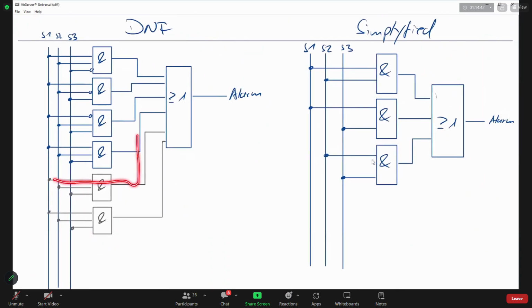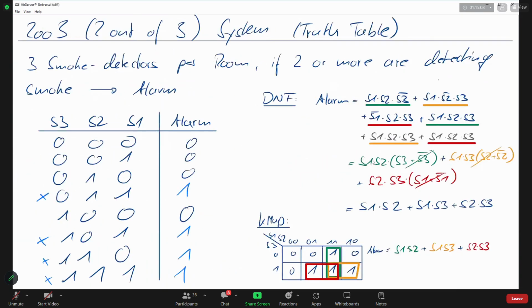If I'm adding them, that does not make a difference. Because if that path is true, then this path will be true, and this path will be true as well. If that path is false, then that one will be false as well. So it is not changing my overall behavior of my logic gate if I'm adding the same circuit a second and a third time. But for simplifying, I need it because I have here a term that I can simplify with this S1, S2, S3, because here the S3 is changing.